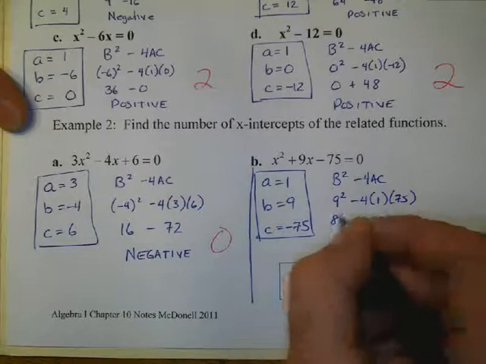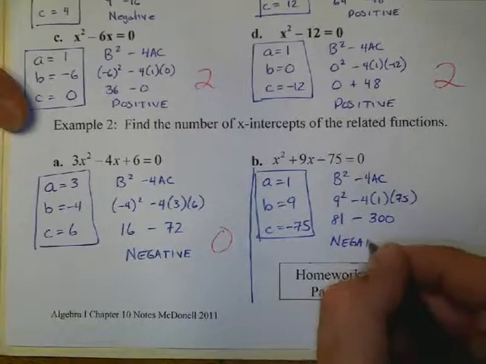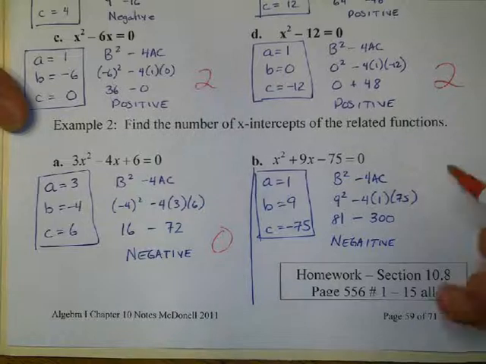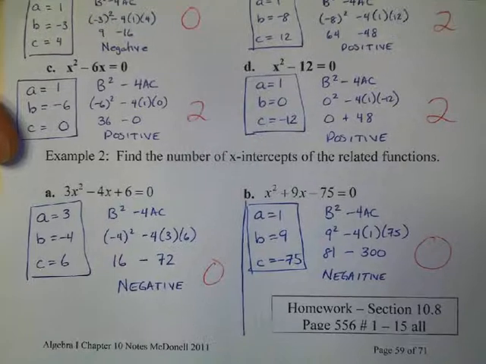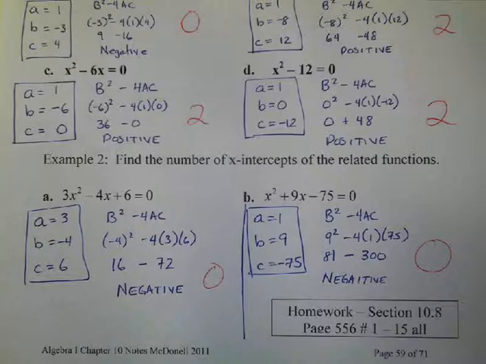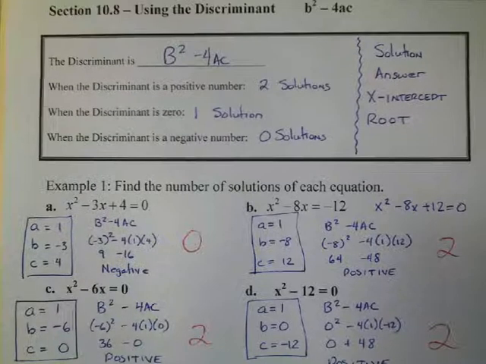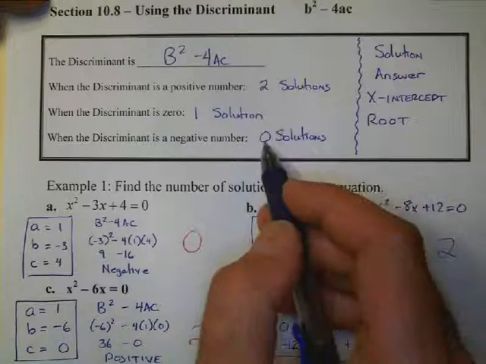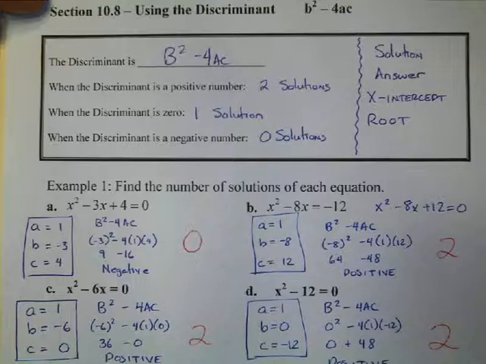Let's look at our last one. A equals 1, b equals 9, c equals negative 75. Our discriminant here is b squared minus 4ac, so that's 9 squared minus 4 times 1 times 75. That's 81 minus 300. Once again, that's a negative number. So there's 0 solutions. As we analyze our 6 problems, we see that all 6 of our problems have either 2 or 0 solutions. And so that leads us to a question.